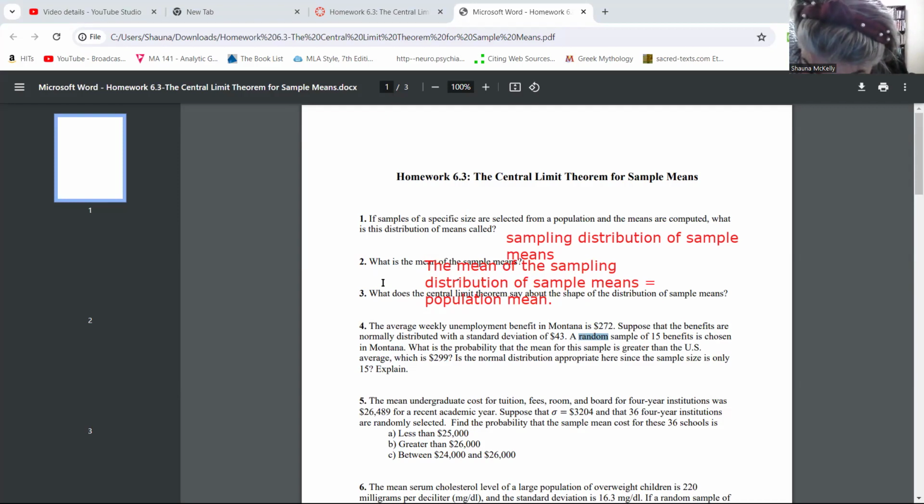And so the mean is equal to the population mean. And then what does the central limit theorem say about the distribution of sample means? Let me show you that. I'm going to stop sharing this screen right now so you can see the writing disappear, and you're going to see me switch gears back to the slides.